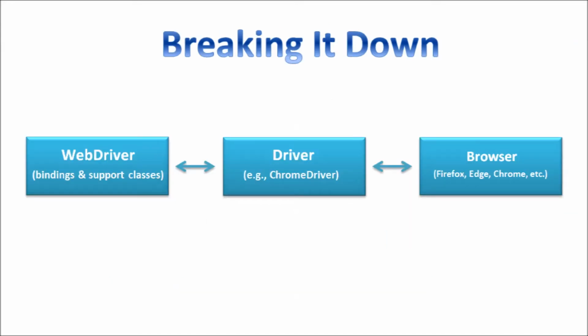Selenium WebDriver can be broken down into three separate components. We have the WebDriver itself, which consists of language bindings, more on that later, and support classes. Then we have the driver, and lastly we have a browser. We use the WebDriver to write the instructions for the user scenario we wish to automate. This is done in the form of a script. When the script is run, these instructions are then passed to the driver, which then performs the actions on the browser. Each browser has its own driver. For example, the Chrome browser has what is called the Chrome driver.